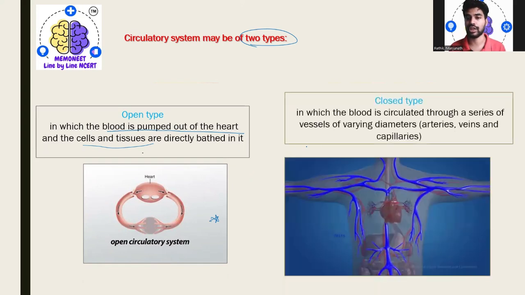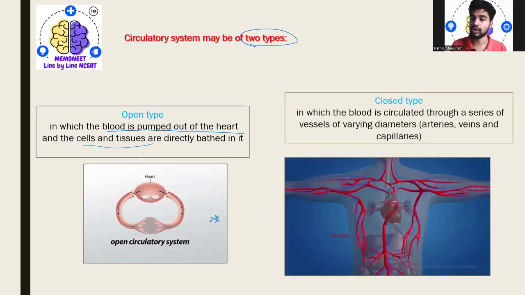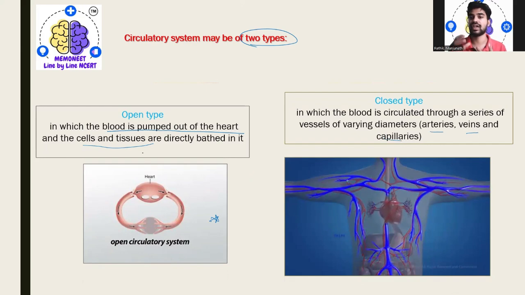So in a closed type of circulatory system, what happens? The blood is circulated throughout a series of vessels of various diameters, such as arteries, veins, and capillaries, as you can see in the graph. So there is a specific series of vessels from where the blood is being carried out.